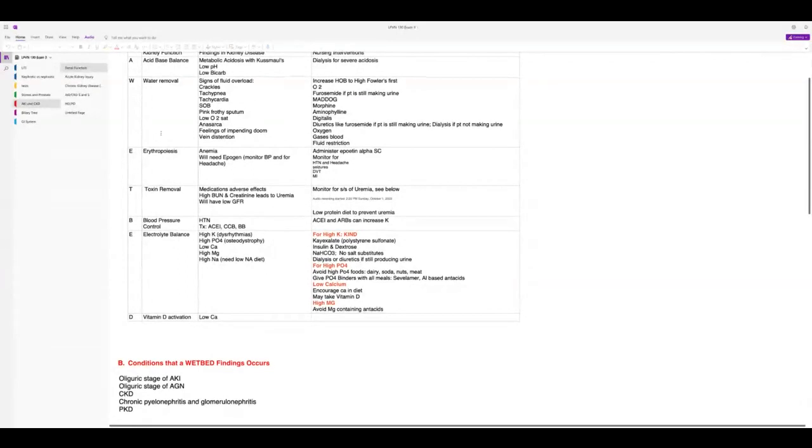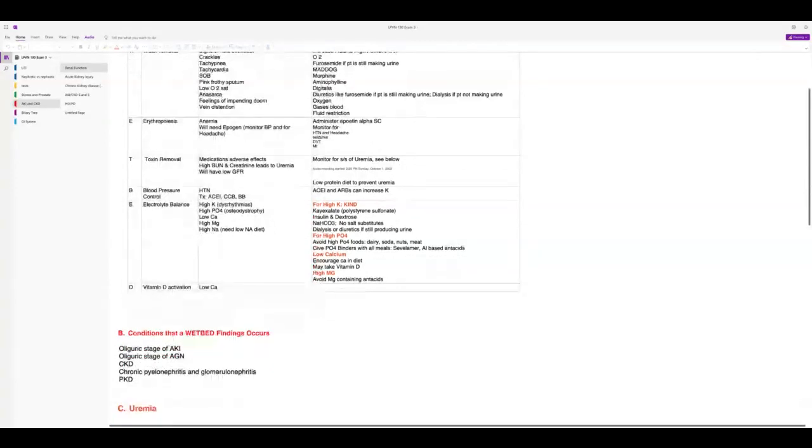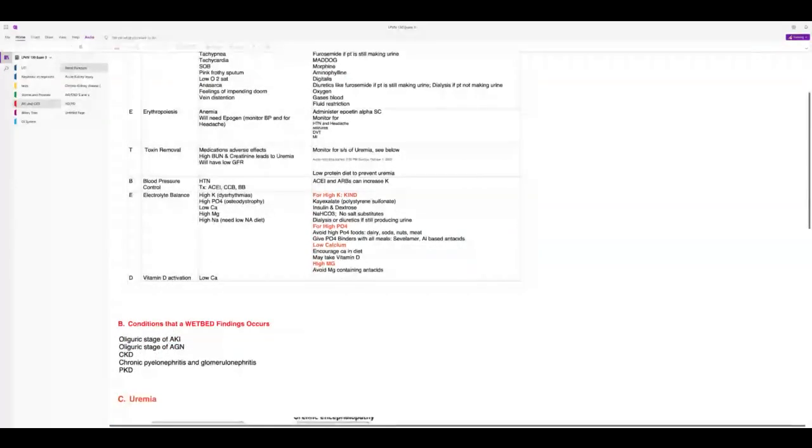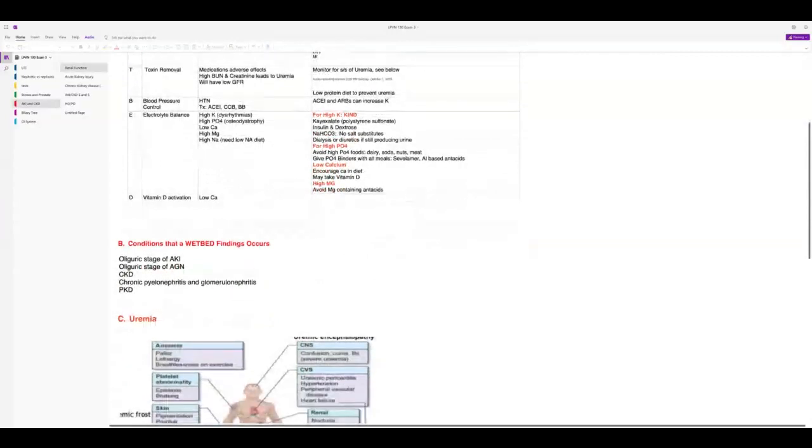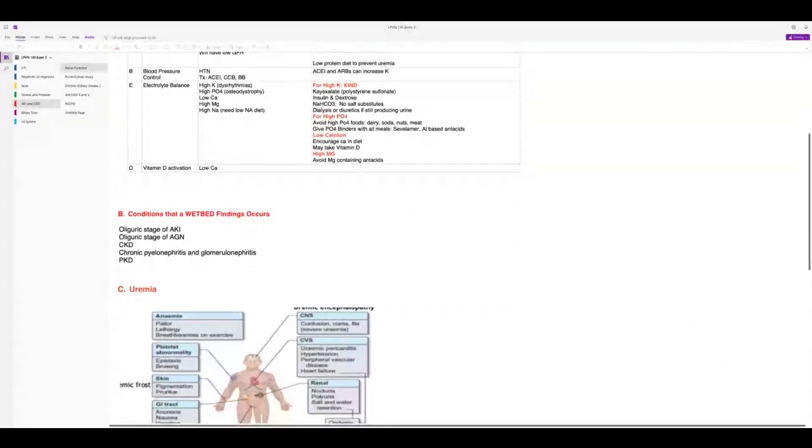E is for electrolyte balance. People with kidney disease are going to have high potassium because they can't put out urine, high phosphorus, low calcium because calcium and phosphorus live in an inverse relationship, high magnesium, and high sodium. For high potassium, you're going to use Kayexalate, insulin, and dextrose. For high phosphorus, people with kidney disease are put on low phosphorus foods or they're given phosphorus binders. For the low calcium, you're going to encourage calcium in the diet. And for magnesium, avoid magnesium-containing antacids because they can't get rid of magnesium.